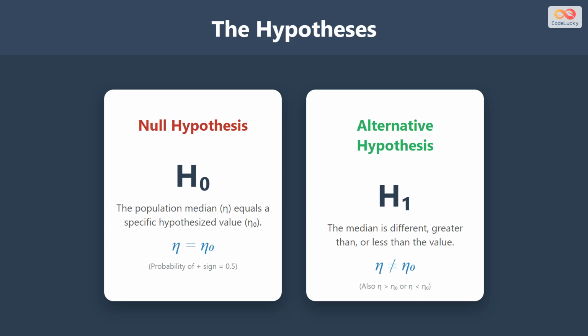Let's set up our hypotheses. The null hypothesis states that the true population median, represented by eta, is equal to a specific hypothesized value, eta 0. The alternative hypothesis claims that the median is different from, greater than, or less than this value. Essentially, under the null hypothesis, there is a 50-50 chance of a value being above or below the median.